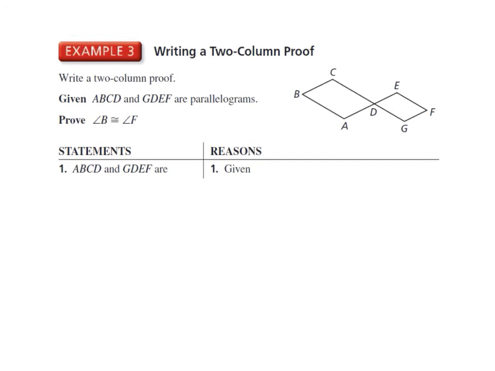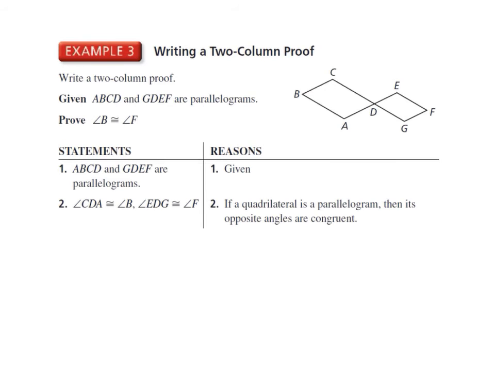So again, we're going to do 2 columns, so go ahead and get it set up. You've got your statements on the left, reasons on the right, T-chart. Number 1 is always your given statement, so write it out completely as is, and then the reason is the word given.